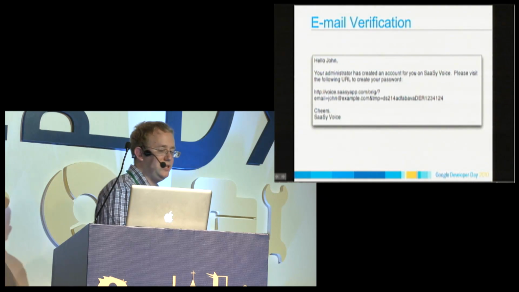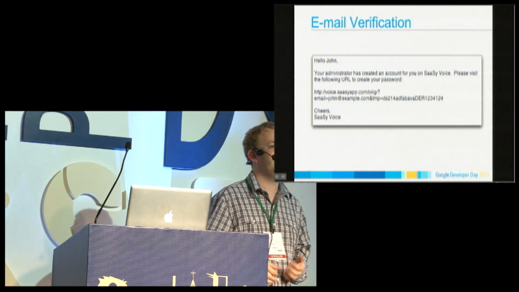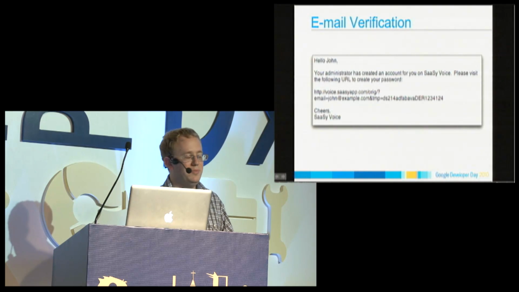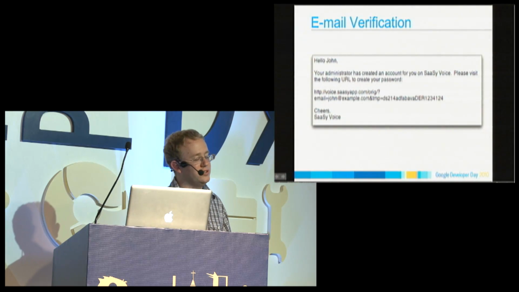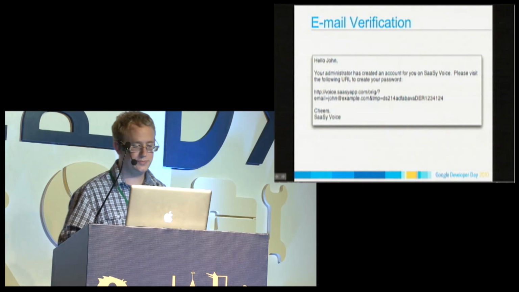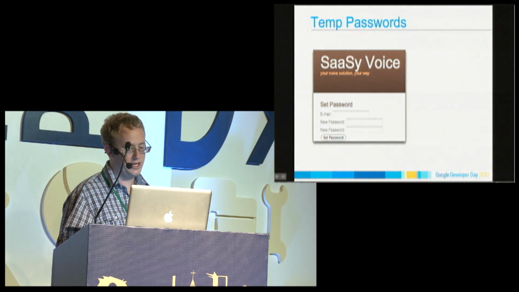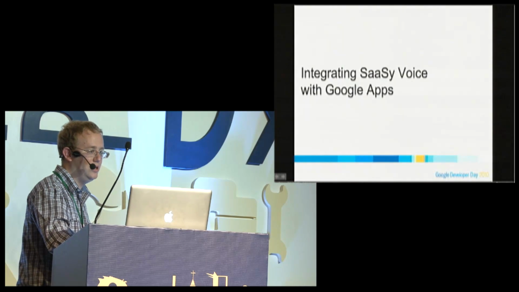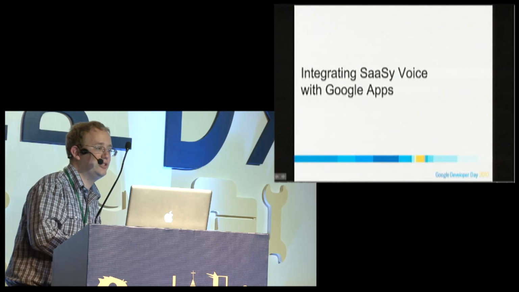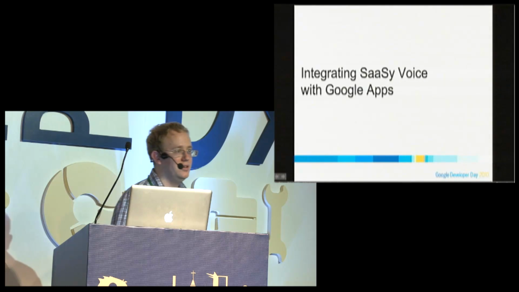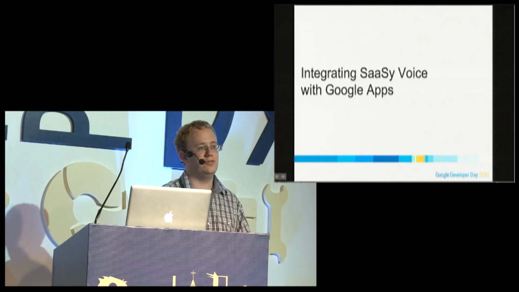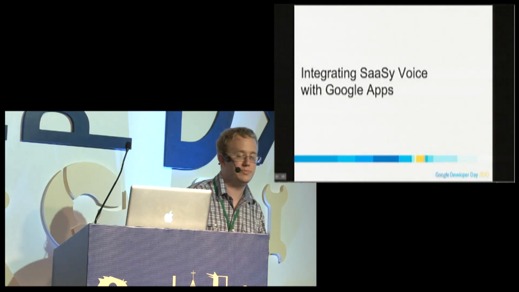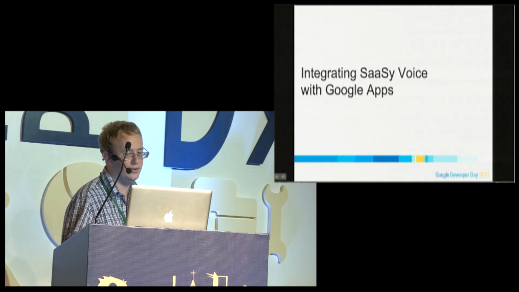Every user within the company would then receive an email that looks something like this. You're all very familiar with it. It basically says, hey, your administrator has created an account for you. Click on this link and set a password. The user would then set a password, and then they'd be able to see their voicemail. Fairly simple, but much more difficult than it actually needs to be. So we're going to talk about how we make that easier for both the users and the administrators by integrating Sassy Voice with Google Apps.